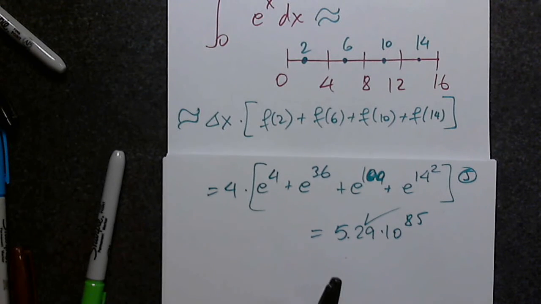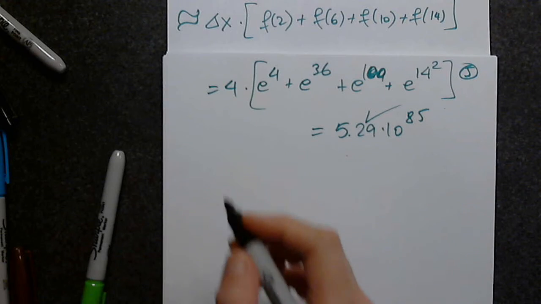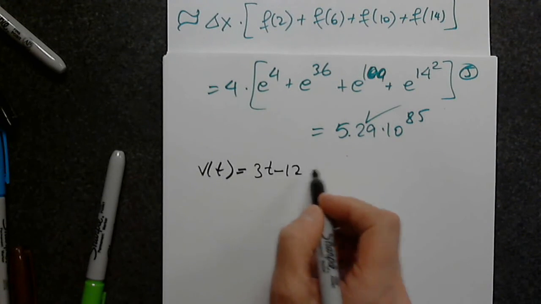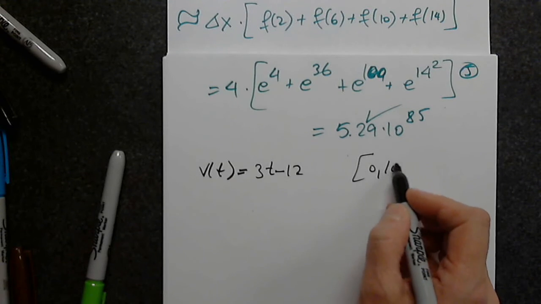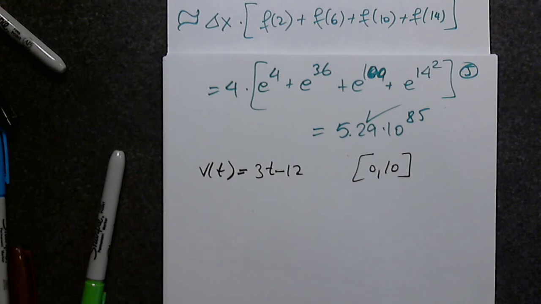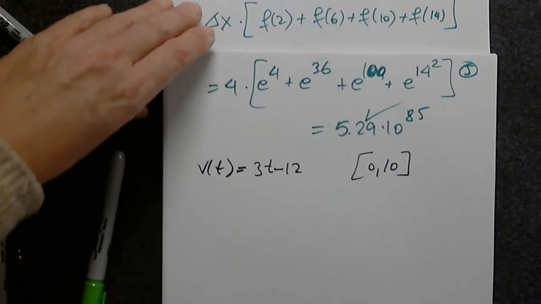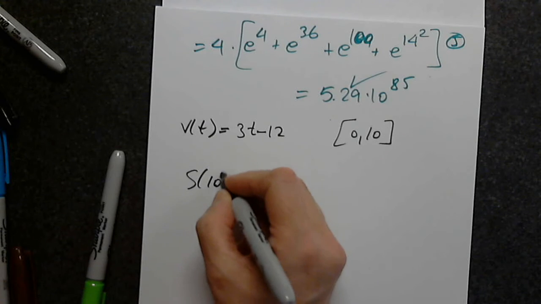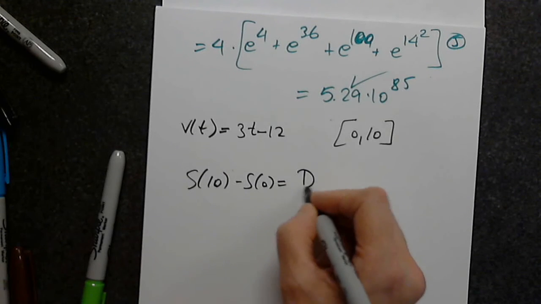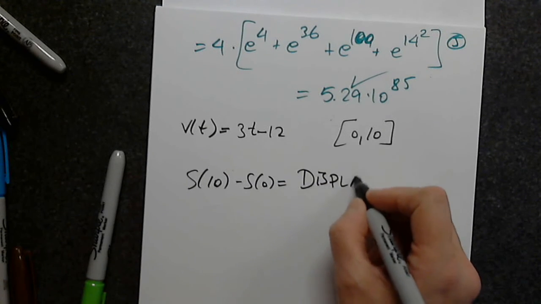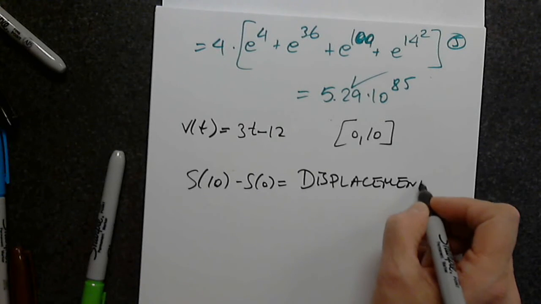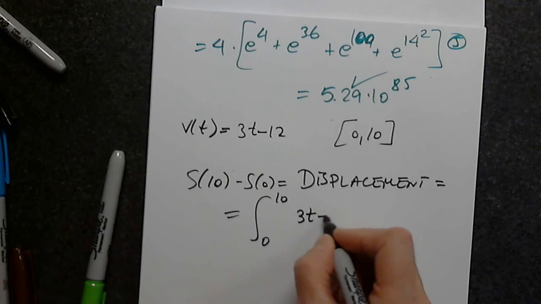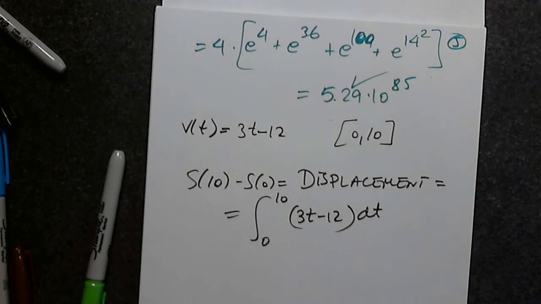Excellent. So the velocity, v of t, so this is nice. It's not a quadratic function, 3t minus 12, and the interval is 0 to 10. So you may be asked to find the displacement. So let's find the displacement first. So s of 10 minus s of 0 is the displacement, which is, of course, the integral from 0 to 10 of 3t minus 12 dt.